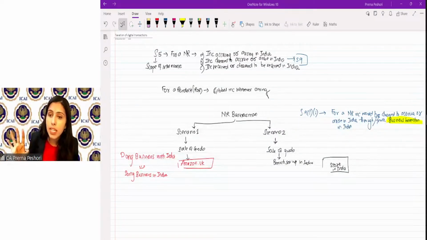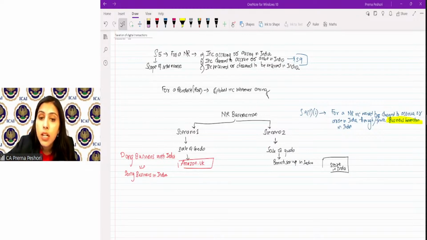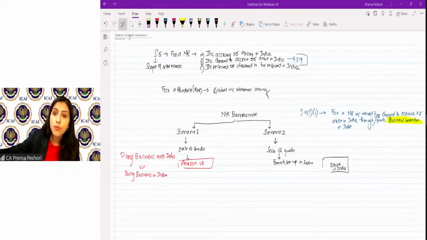So basically, what it means is that there has to be some amount of physical activity, some amount of physical presence required when the income is to be deemed to accrue or arise in India. Are we clear? So that is the basic difference between doing business in India versus doing business with India, and the income tax law, the way it is drafted, for deeming the income to be accruing or arising in India, right?